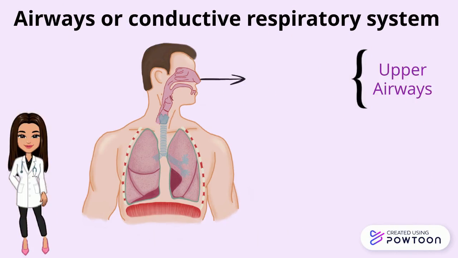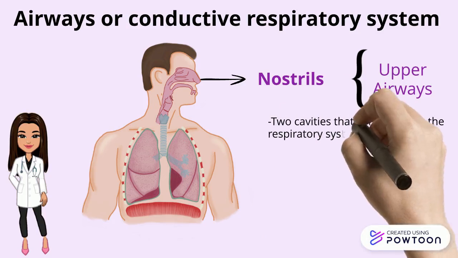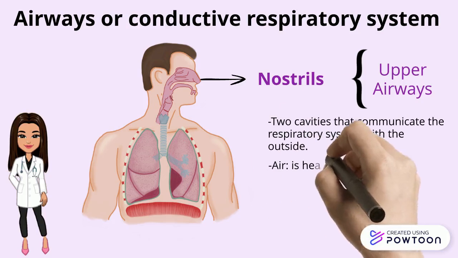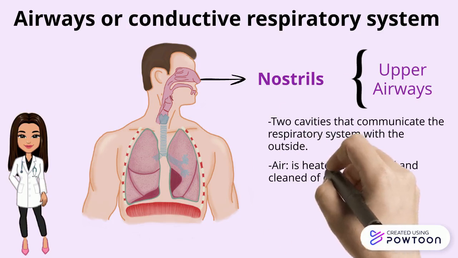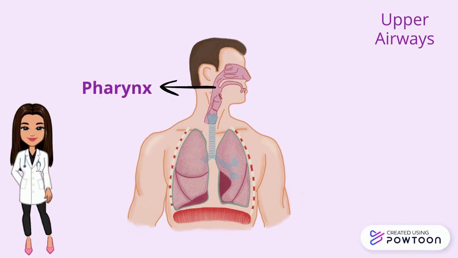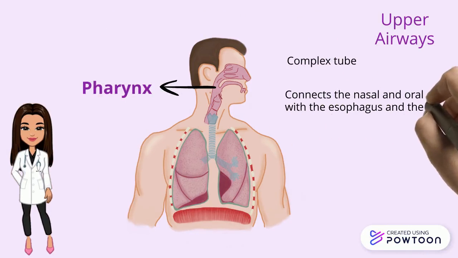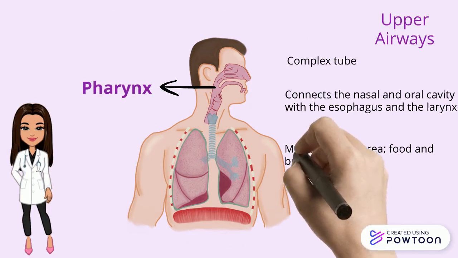Upper airways, nostrils and pharynx. The nostrils are two cavities that communicate the respiratory system with the outside through the nose. In them, the air is heated, humidified, and cleaned of dust, which is retained in the hairs at the entrance. The pharynx is a complex tube that connects the nasal and oral cavity with the esophagus and the larynx. It is a mixed passage area for food and breathing air.